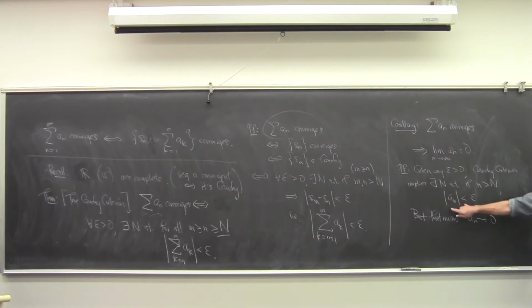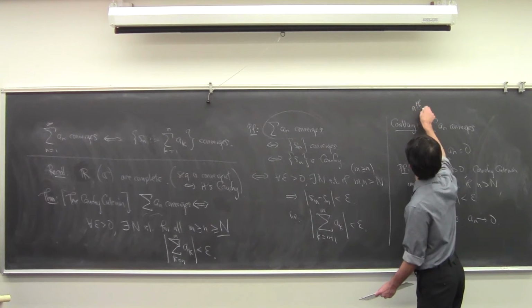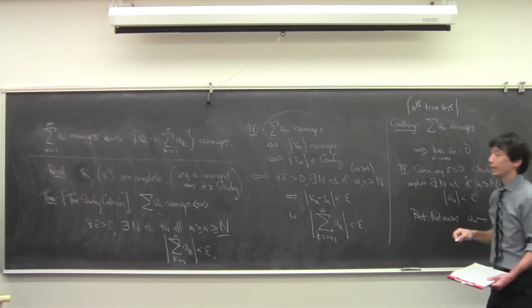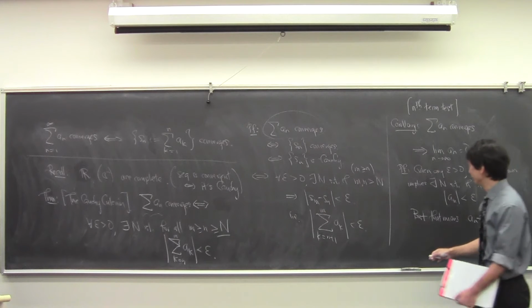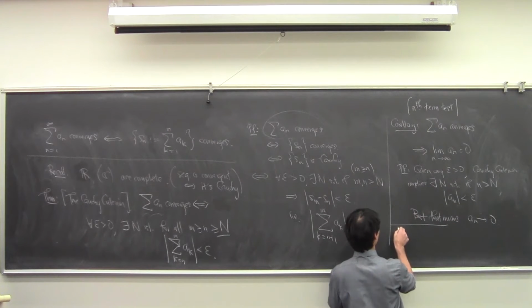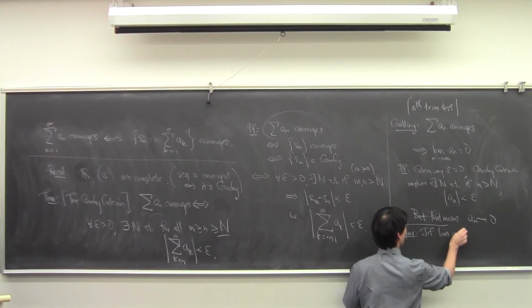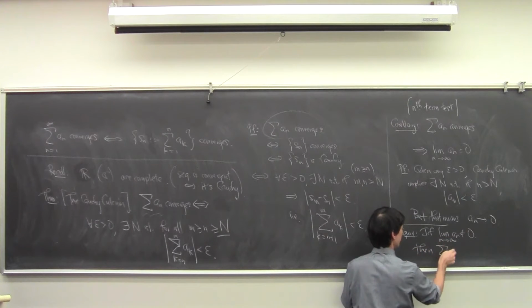Given any epsilon, you can find a time past which these guys are smaller than epsilon. That's the same thing as saying that the a sub n go to 0. Okay. So this is called the nth term test. Right, and its contrapositive is called the divergence test. If the limit doesn't go to 0, then you know the series diverges. If the limit of a sub n is not 0, then the series diverges.